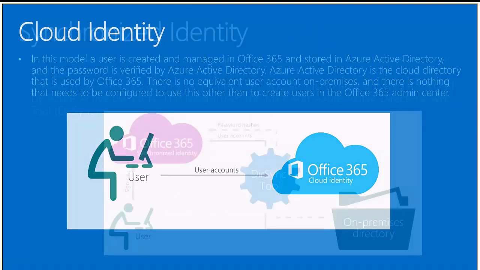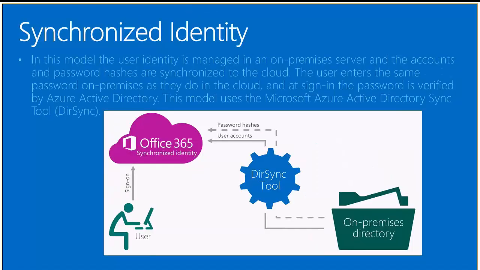All right, the second is the Synchronized Identity. In this model, the user is managed in an on-premise server. So we have a local Active Directory, and the accounts and passwords are stored in that local Active Directory. And we have the option to synchronize those users through the directory synchronization tools to Office 365 with or without their passwords. We can either synchronize with password-enabled synchronization or without, to have a single sign-on.